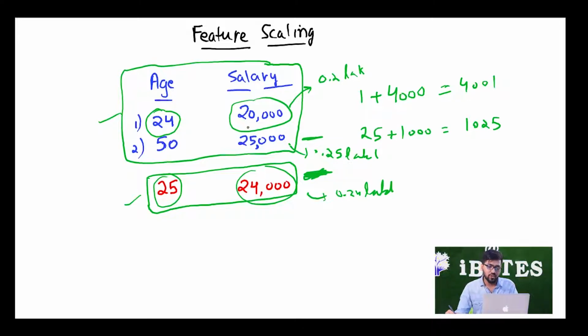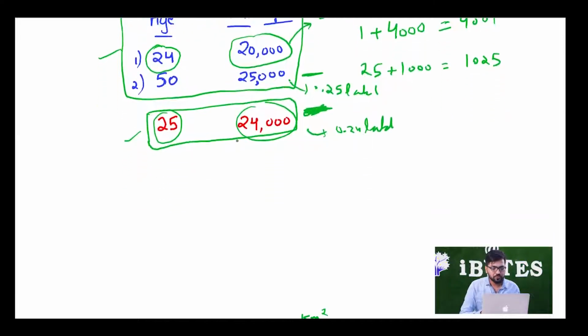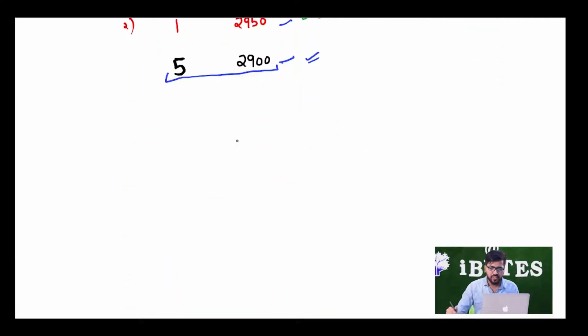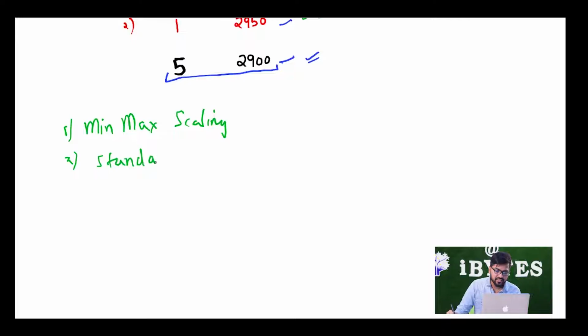So age is going to overpower the factor of salary. So just to prevent these things, we do scaling. We basically feature scale all of my features. So what are the ways of doing that? There are two types of scaling. One is min-max scaling and the other is standard scaling. First is min-max scaling and the second is standard scaling.